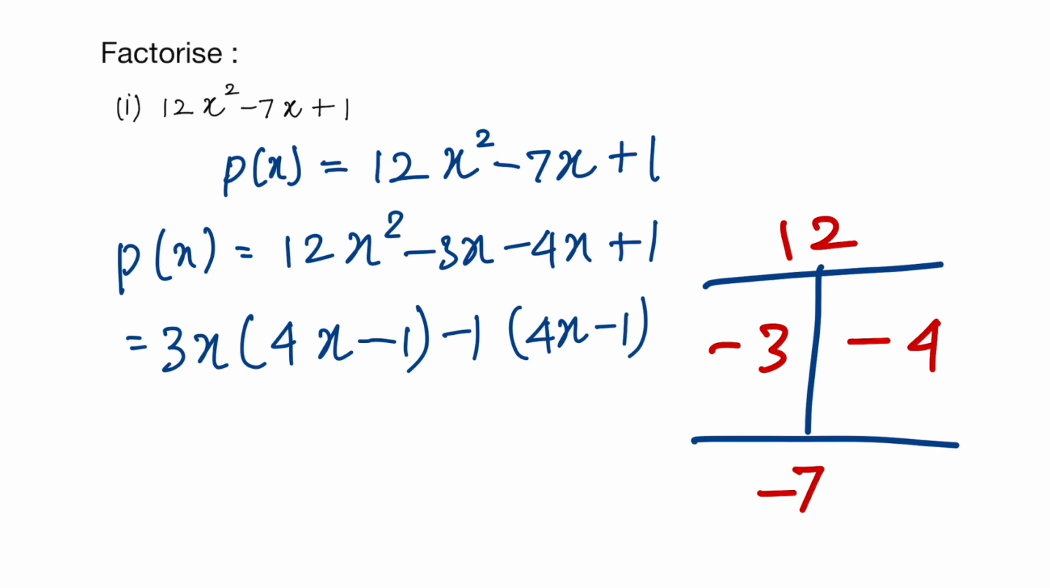Now in these two terms we have 4x minus 1 as a common factor, so you take that out, 4x minus 1 into, you are left with 3x minus 1. Okay, so that is the factorized form of this polynomial 12x squared minus 7x plus 1. So we have solved it using the splitting the middle term method. It's quite easy. Basically you are going to split the middle term and try to separate it into two factors.